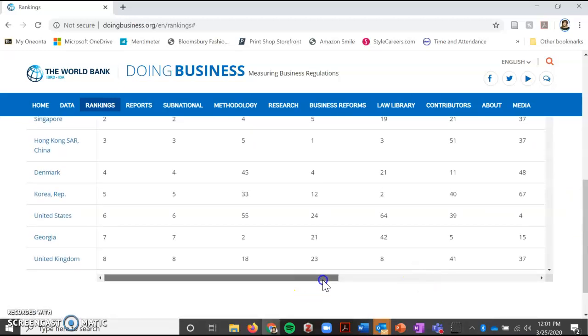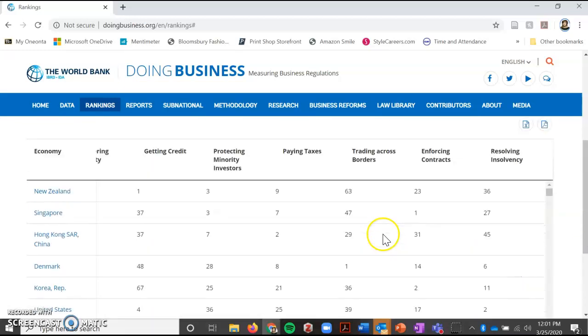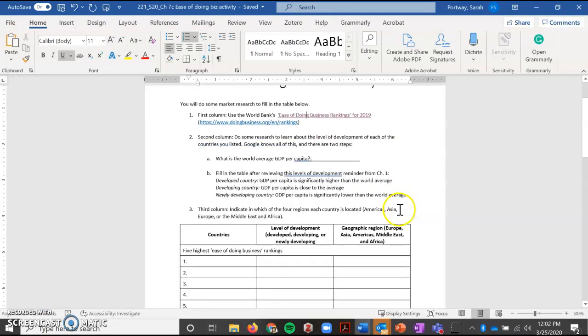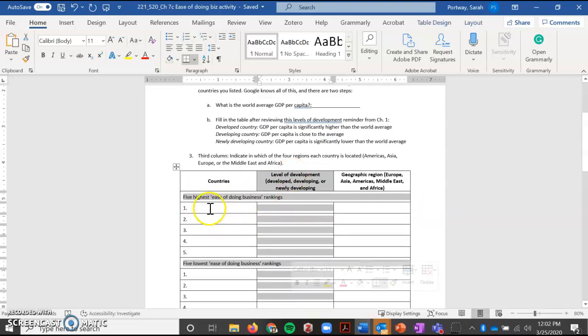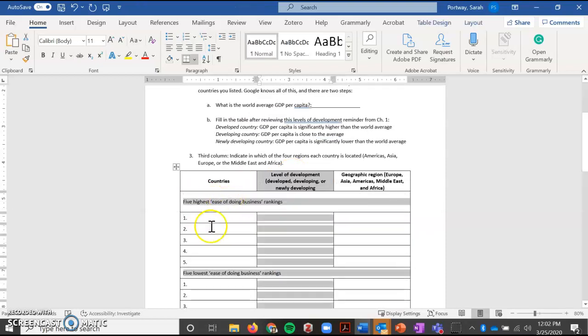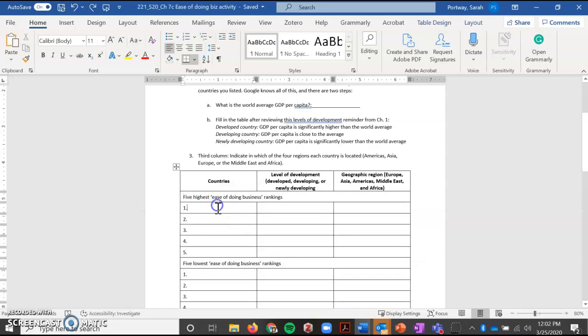You can also toggle through some more of these criteria if you just scroll this way. So things like paying taxes, trading across the border, enforcing contracts, or resolving insolvency, which just means if you go bankrupt, how can you fix that? So you're going to go through and fill in this first column. So what are the 5 easiest places to do business? So you just put those in there. We already know here that New Zealand is one of them, right? So that gives you number 1.